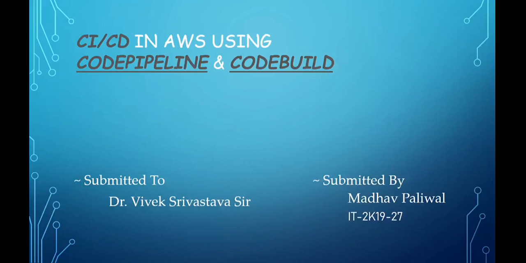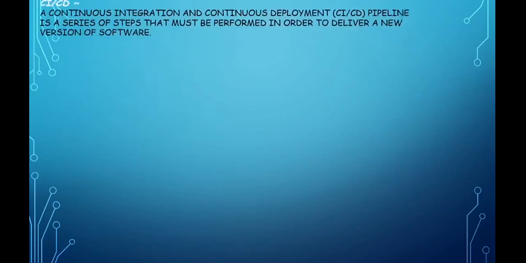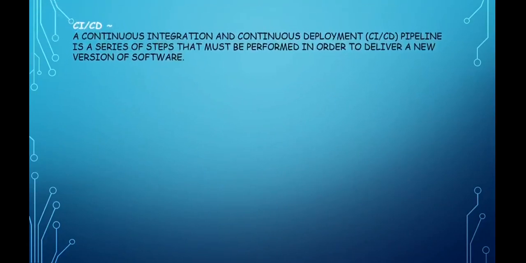So let's start our session by understanding the terminologies. The very first terminology is CI/CD. It stands for Continuous Integration and Continuous Deployment. For better understanding, CI is a modern software development practice in which incremental code changes are made frequently and reliably.